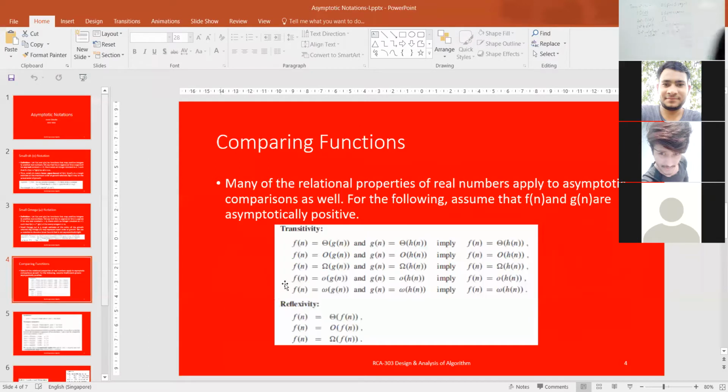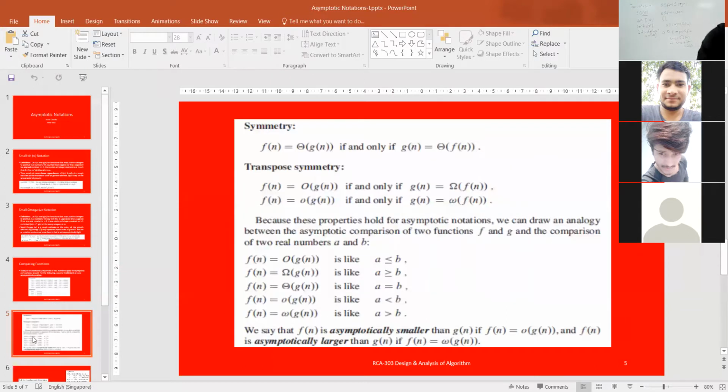Now there are some properties like transitivity. If f(n) is theta of g(n) and g(n) is equal to theta of h(n), it implies f(n) is theta of h(n). You can read these properties, I will share them with you. These are simple, nothing very complicated here. As you have studied discrete maths, this will be easy for you. If any problem, then we'll discuss. Okay.